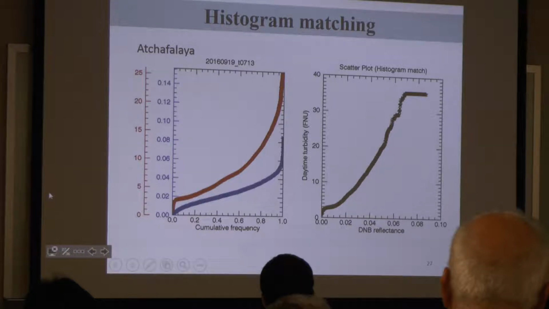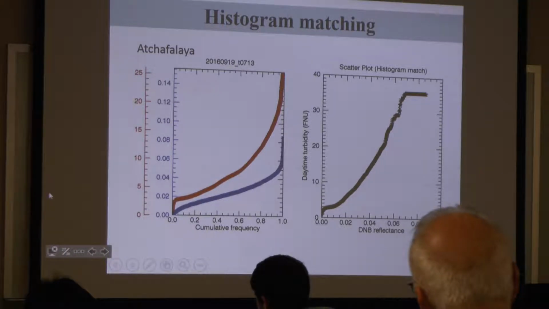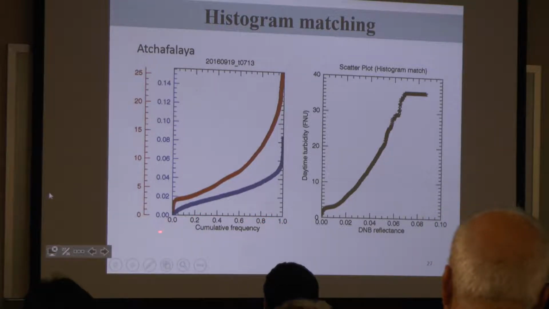Therefore, I use a histogram match. The purpose here is to adjust the daylight band value to daytime turbidity. The relationship here is not pixel by pixel. It's based on values by values. Therefore, the x-axis is cumulative frequency, and the y-axis is per-pixel values. So for each frequency, it can correspond to 2 values, one in daylight band reflectance and one in daytime turbidity.